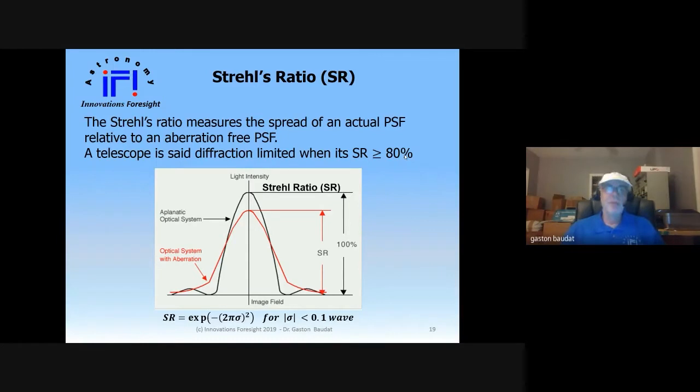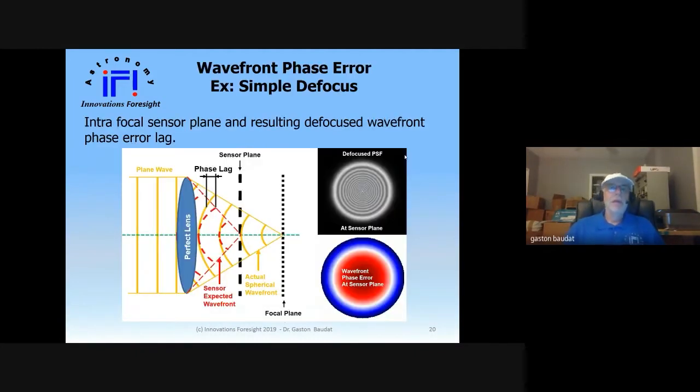But again, for the same Strehl ratio, you may have different kinds of aberration. If those are too comma-like, you may still see an elongated star. Okay, so why are we talking about wavefront? Because this is a very common thing you may hear when you do optics.